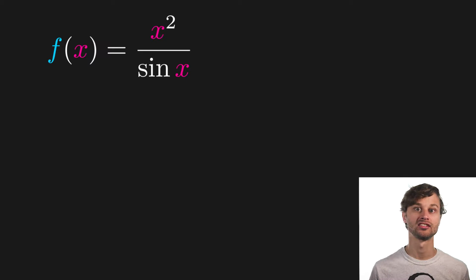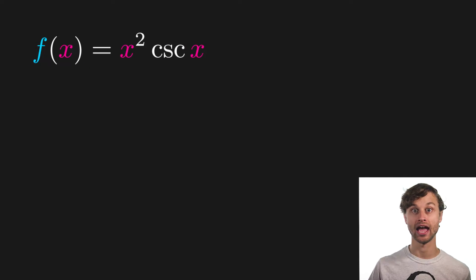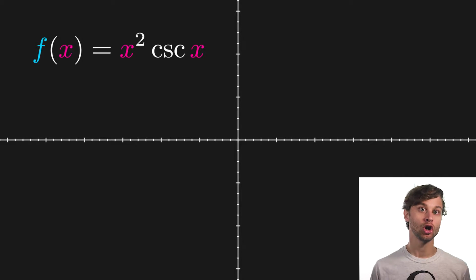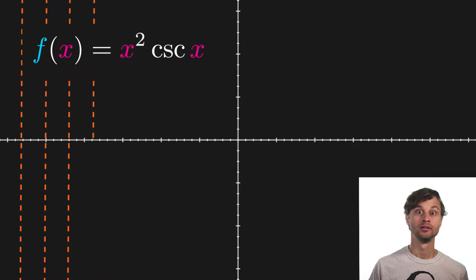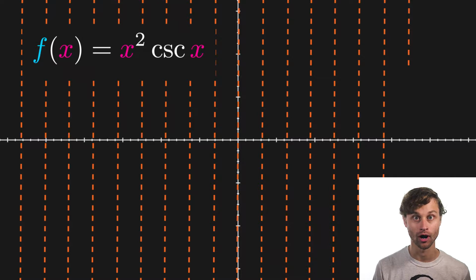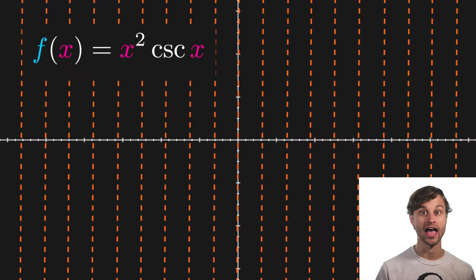Notice that I can rewrite this function as f of x is equal to x squared times the cosecant of x. This doesn't change the function at all, but it might give us some insight into how this function behaves. For instance, we know that the cosecant has vertical asymptotes at multiples of pi. So at negative pi, 0, pi, 2 pi, 3 pi, 4 pi, etc. And we might expect this function to have vertical asymptotes in similar places.